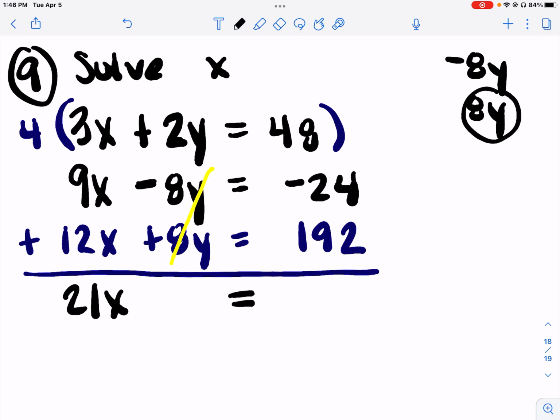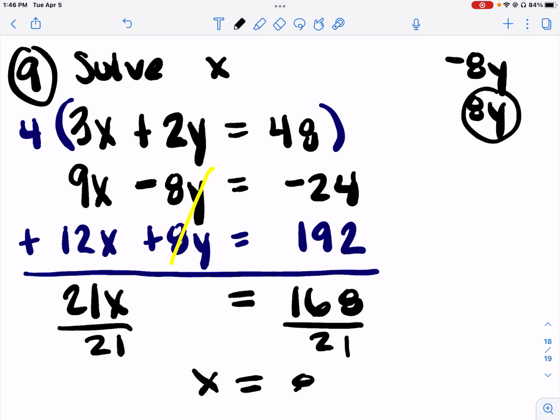And 192 minus 24 is 168. Divide by 21. X equals 8. It said solve for x, so we're done.